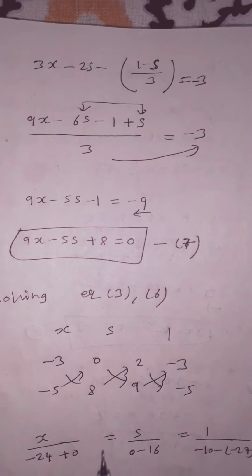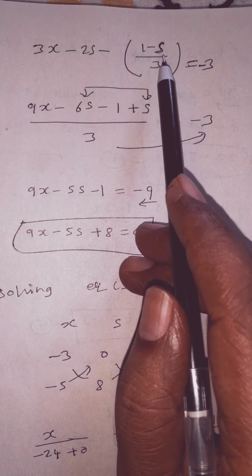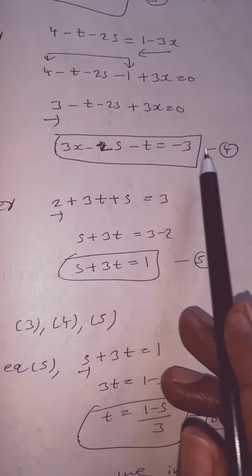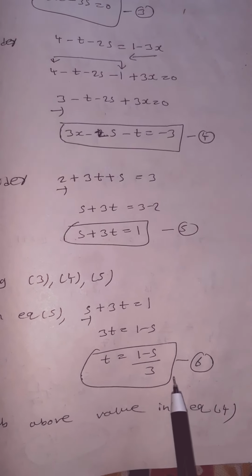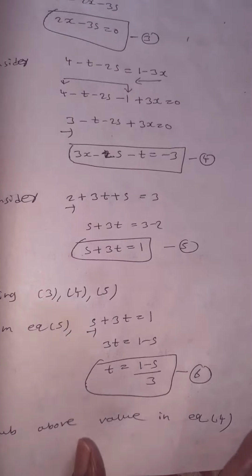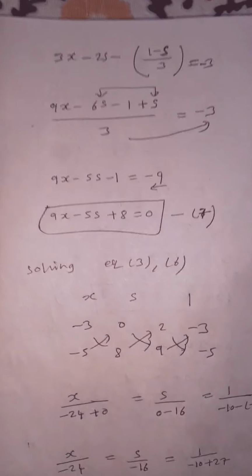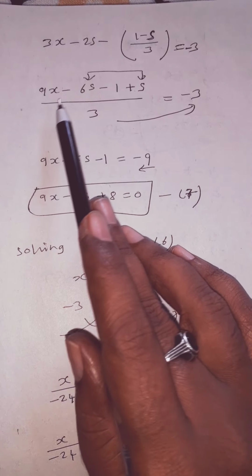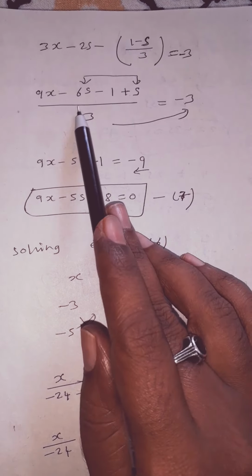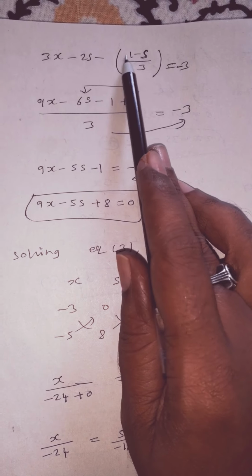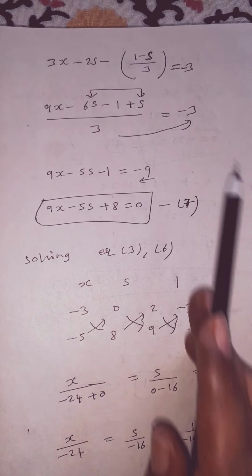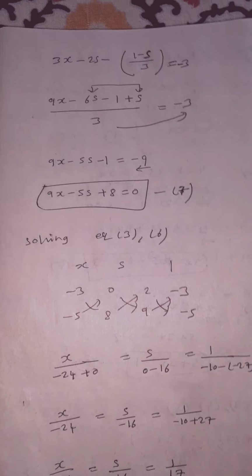3x minus 2s minus, in place of t, what value is there from equation number 4? 1 minus s by 3 equal to minus 3. That only see here, children. In place of 3, from equation number 6 I have written this value. So here 3 is LCM, children. 3 3s are 9x minus 3 twos are 6s minus, send inside. So minus into plus is minus. So minus into minus plus, by 3 is equal to minus 3, children.